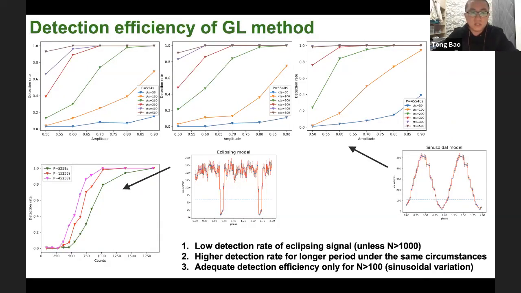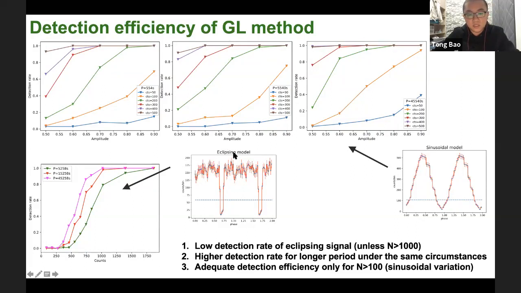We also want to give an estimation of the detection efficiency of the GL method by applying 2 models to mimic the spin and orbital periods of CVs. For the first, the sinusoidal model, which mimics the spin period of white dwarfs, we plot the detection efficiency versus the amplitude of variations here, and the different colors denote different numbers of counts. First, we can see we only get adequate detection efficiency for counts over 100, as you can see from the orange line. And also, as we expected, the detection rate is higher for more counts and higher amplitude.